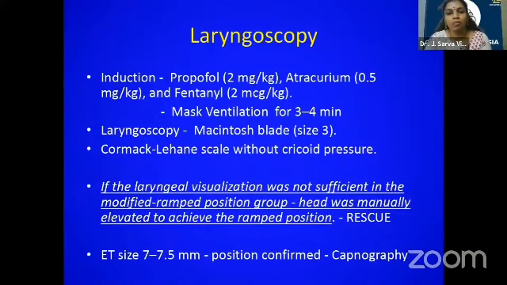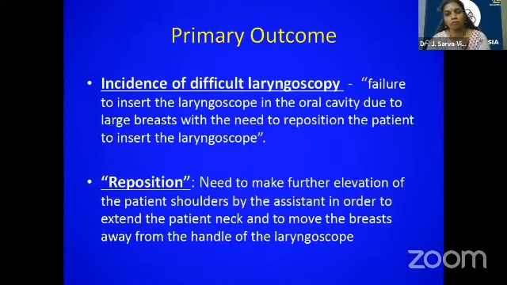After the preliminary pre-medications, the patients were induced with propofol, atracurium, and fentanyl, and all of them were mask ventilated for 3 to 4 minutes, and the laryngoscopy was performed using a size 3 Macintosh blade. Cormack-Lehane grading was also noted. If the laryngeal visualization was not sufficient in the modified ramp group, the head was manually elevated to achieve the ramp position, and this was termed a rescue maneuver. All the patients were intubated with a size 7 or 7.5 ET tube, and the position was confirmed using capnography.